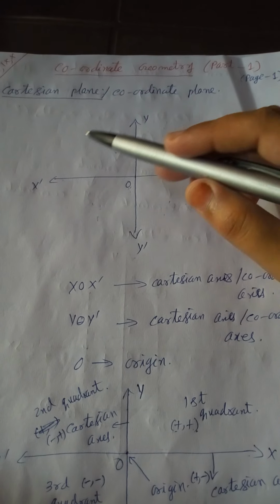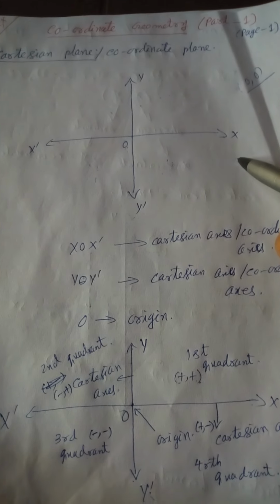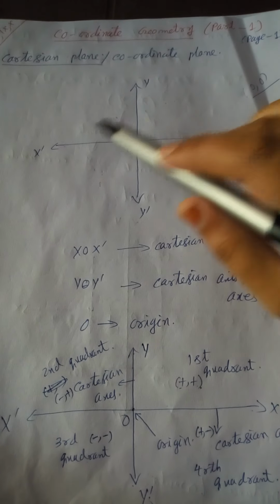Hi. In this video we are discussing the preliminary concept of coordinate geometry, and this chapter is important for class 8, 9 and 10. So see this video. First we will discuss the Cartesian plane. The Cartesian plane can also be called the coordinate plane. This type of plane is called a Cartesian plane. We can draw the Cartesian plane this way.